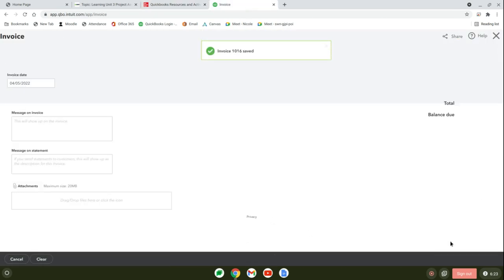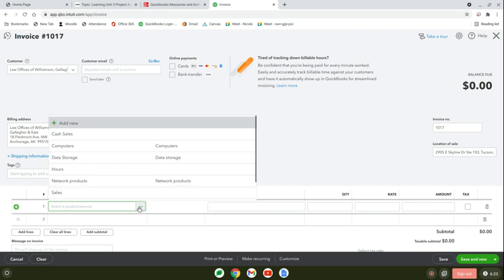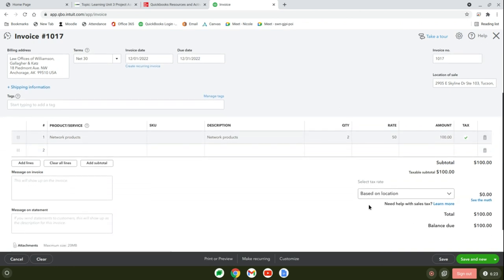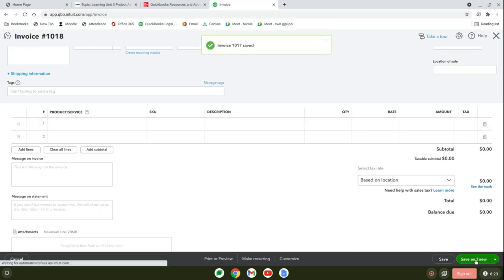I'm going to select law offices of Williamson. Oh, it's going slow. We should be on 1017, okay, just to verify. You're going to come down here, and we sold them 2 network products for $100. They don't have any sales tax. I mean, you can undo that if you want. It automatically took it off, because we exempt them.